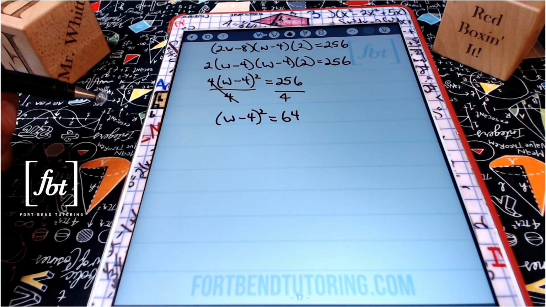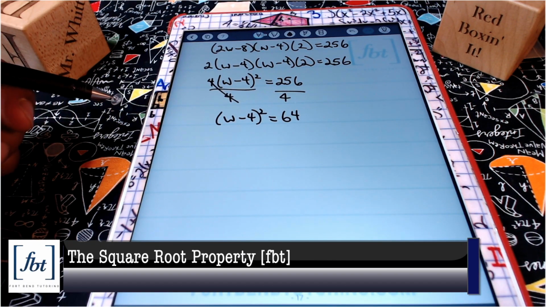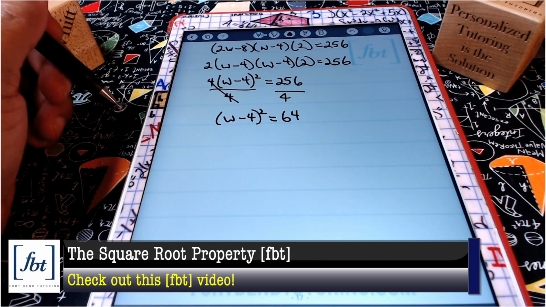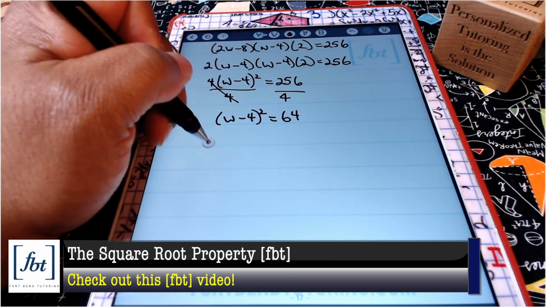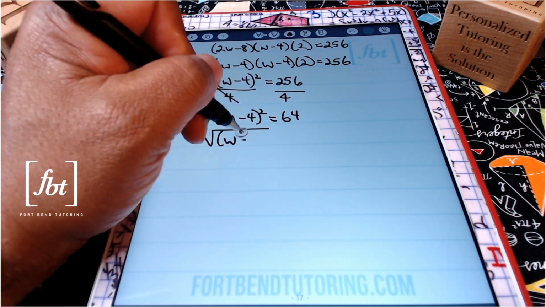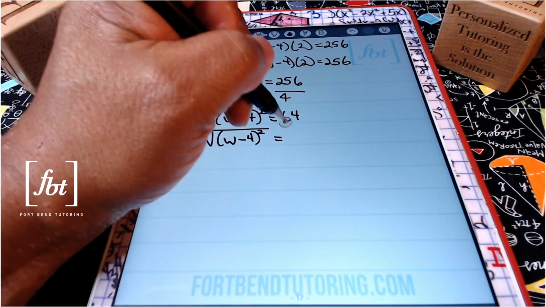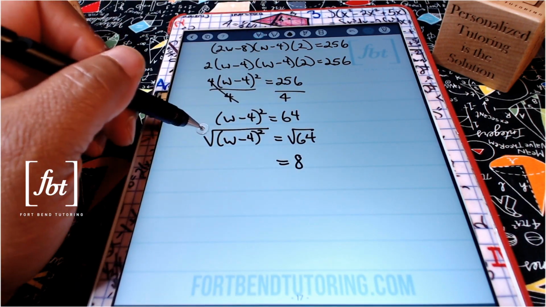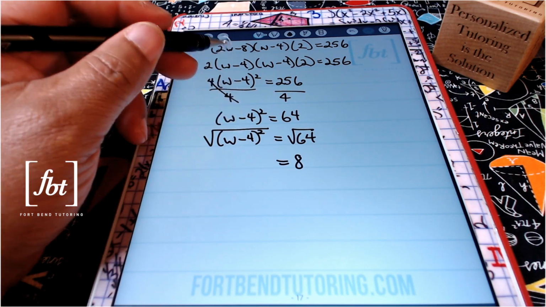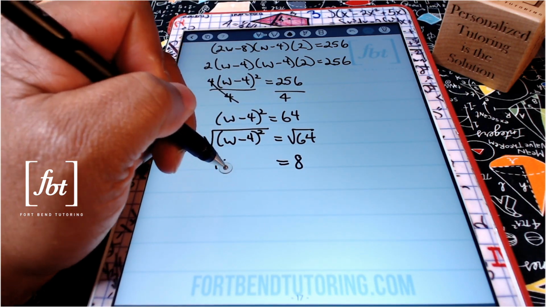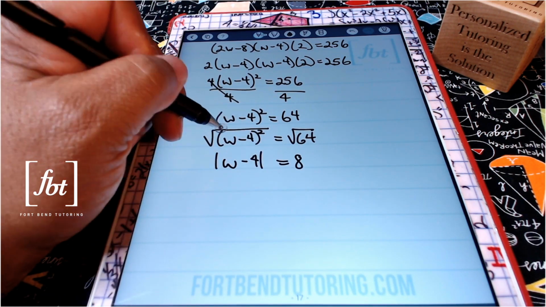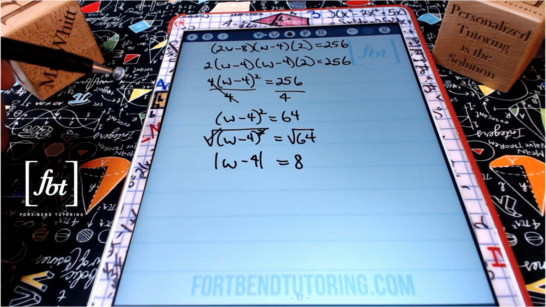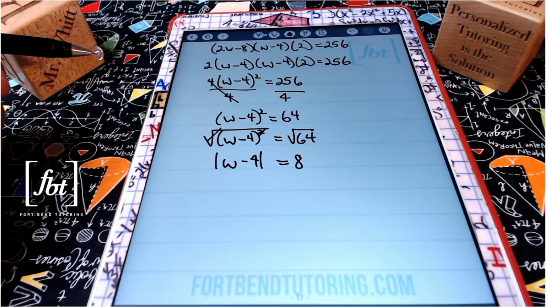This is perfect, guys, for the square root property, which is what I'll be using to solve this problem now. So using the square root property, I'll be taking the square root of both sides. So I'll be taking the square root of (w minus 4) squared. And the square root of 64, guys, is 8, while the square root of (w minus 4) squared is going to be the absolute value of w minus 4. All right, so some of you guys will be using the shortcut or just writing plus or minus 8 over here on the right side.